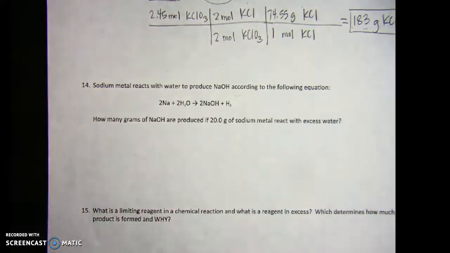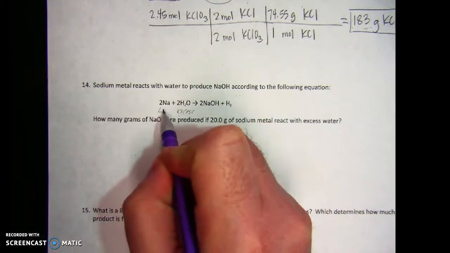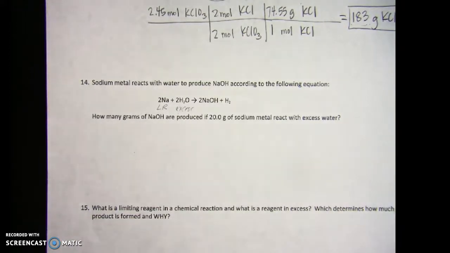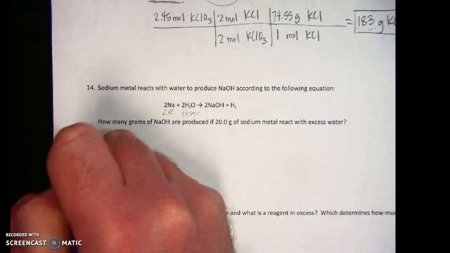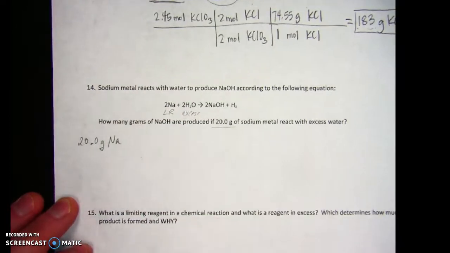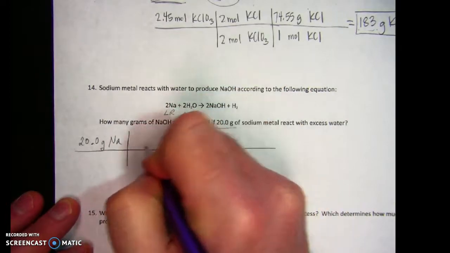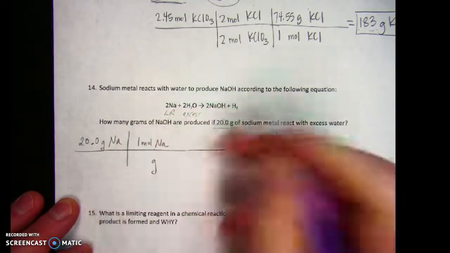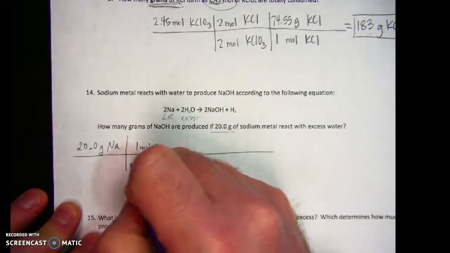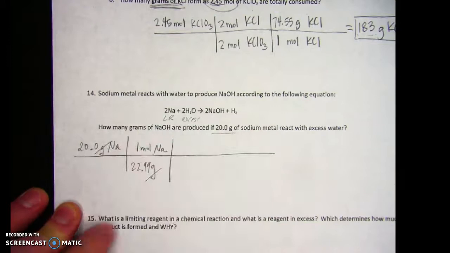In this reaction, we're told that the water is excess, so therefore the sodium by default has to be the limiting reagent. We don't have to do any additional calculations to figure that out. So we always start with the amount given in the problem, which is 20 grams of sodium, and we must convert sodium to moles. Using the periodic table, we find sodium's molar mass, which is 22.99 grams per mole, with grams canceling.